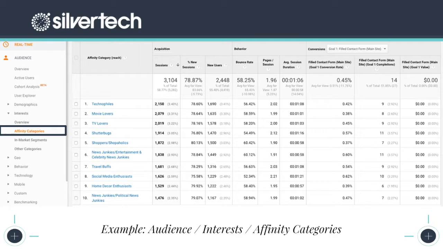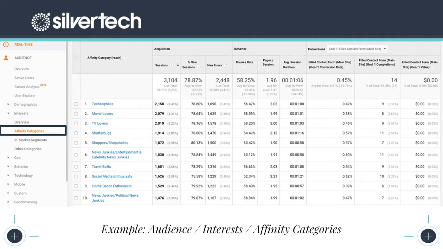So it's no surprise that technophile is the top affinity category. Basically what that means is that anyone who comes to silvertech.com also goes to a lot of other technical or technology-based websites, movie lovers, TV lovers. The reason that we look at this is it helps fill us in with a backstory in terms of what other things people really care about. It's great that they come to silvertech.com and we have our services there, but what other types of things are they really interested in? And it just gives a more rounded persona.